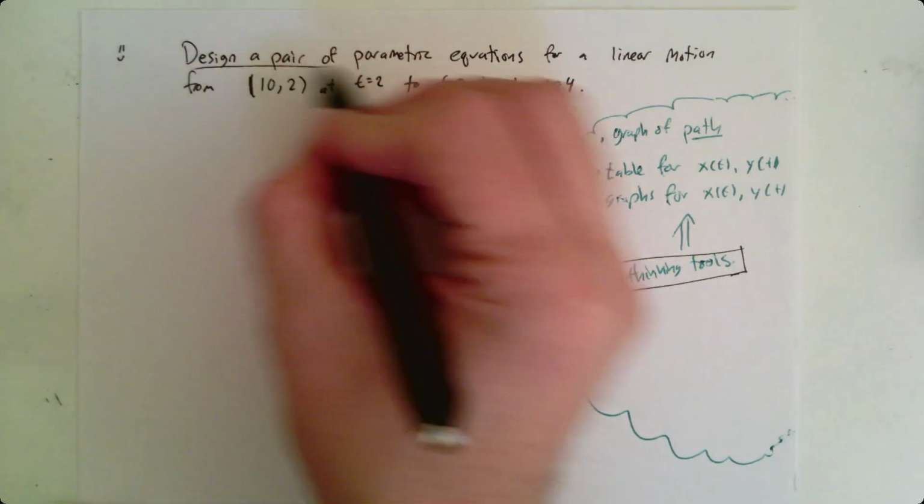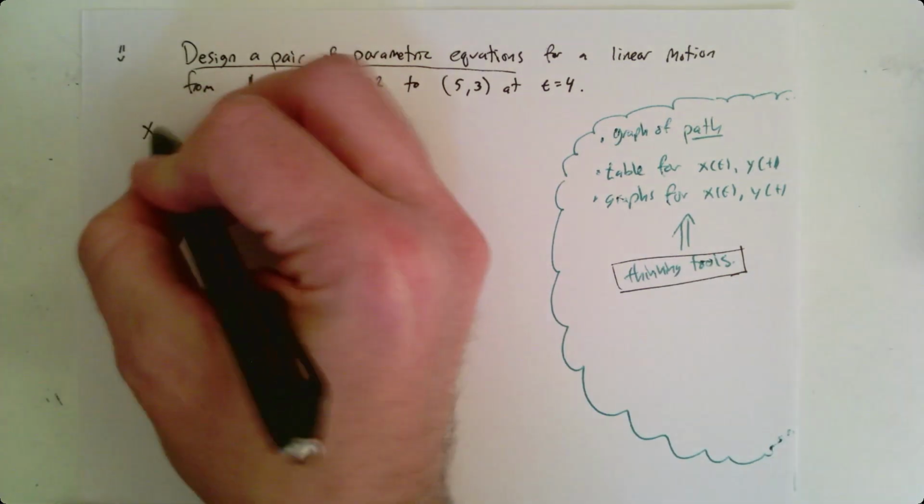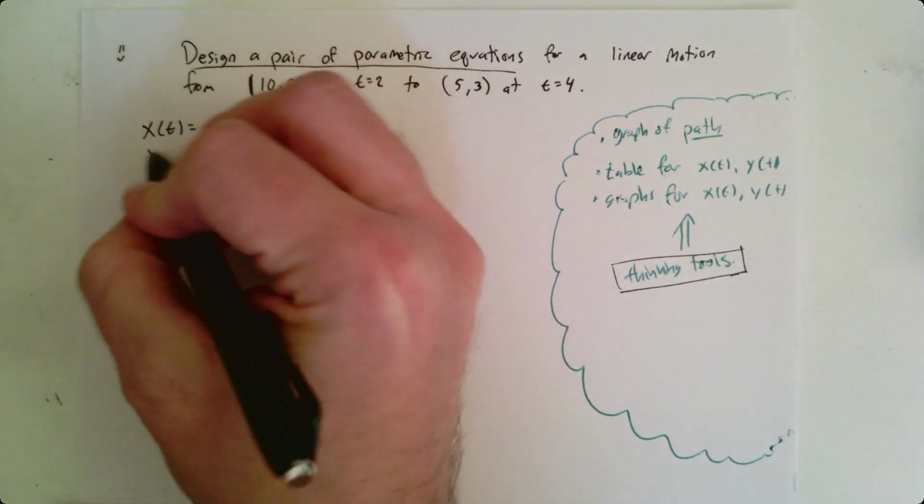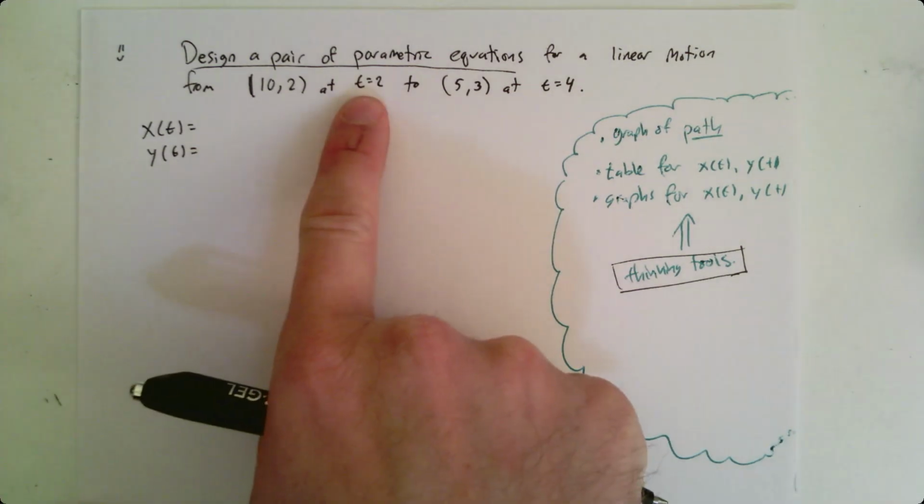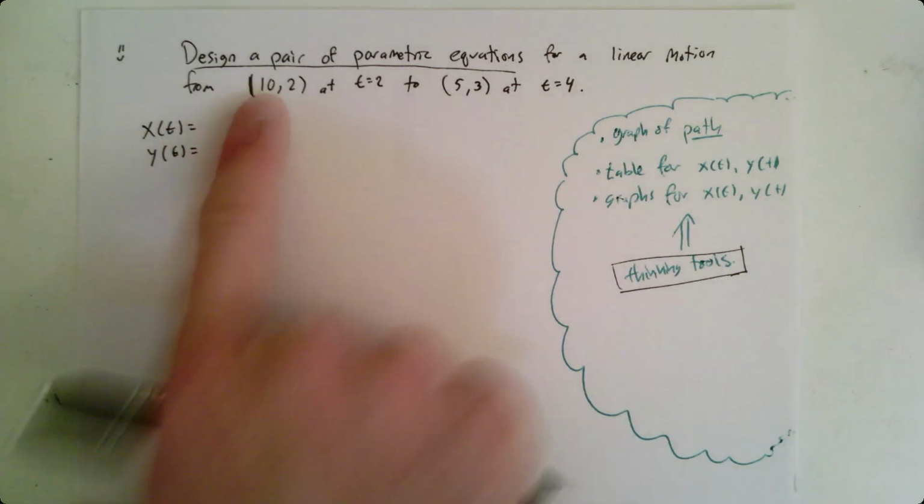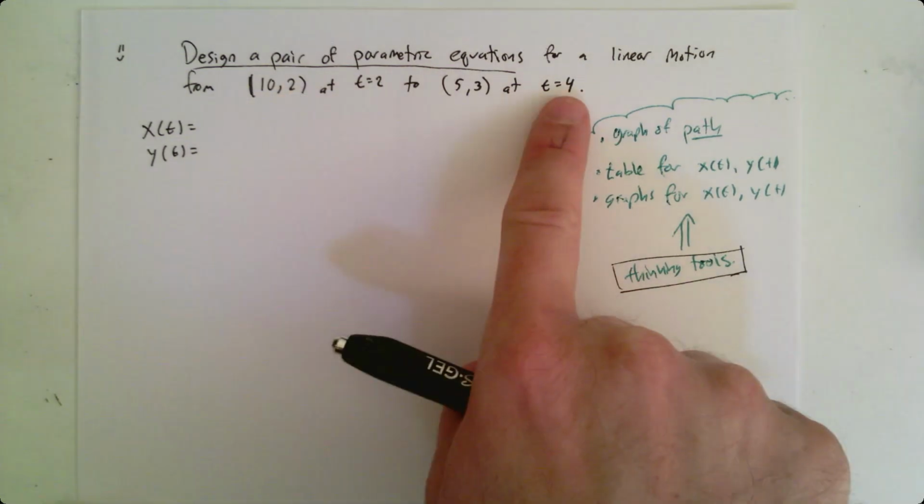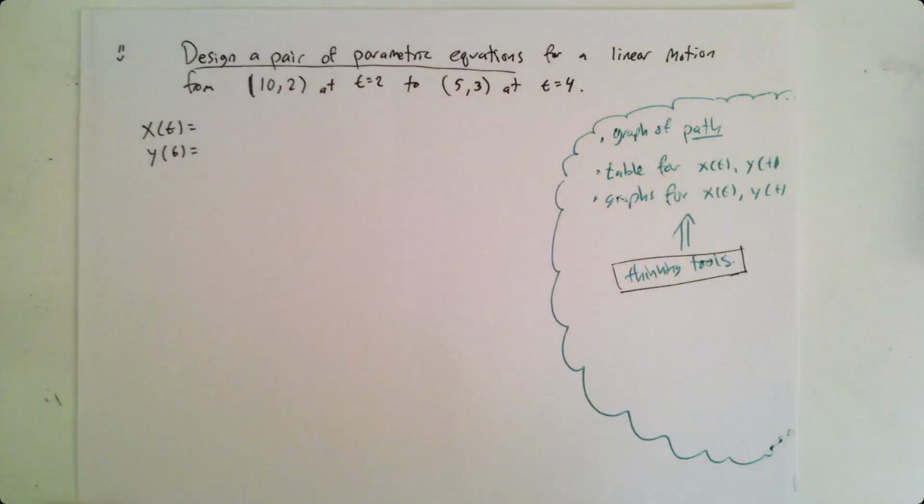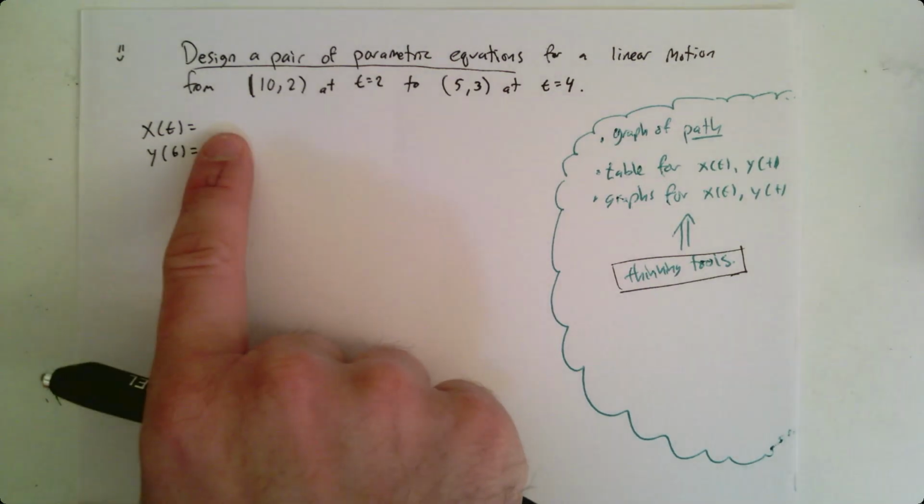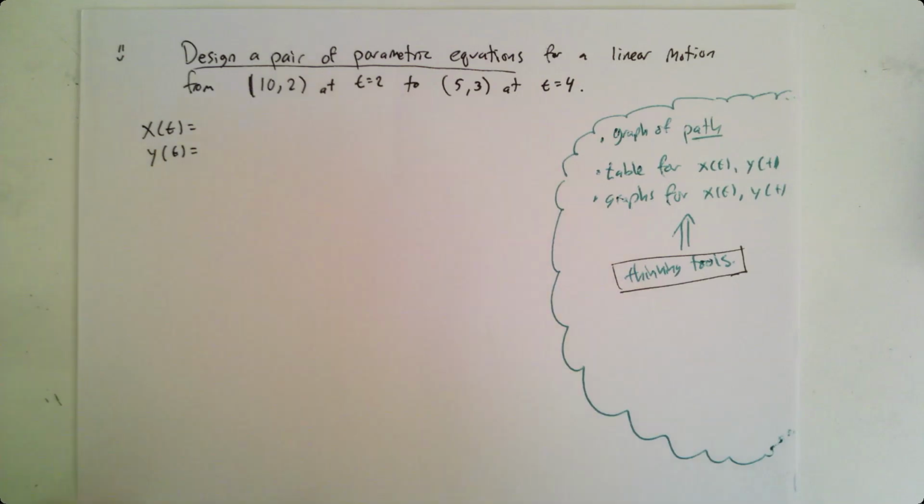So if you think about what that means, we want equations for x of t and y of t, so that when I plug in 2 for time, x will give me 10 and y will give 2. And if I plug in 4 for time, x will give 5 and y will give 3. It might not seem obvious how you can just write the equations down right away. And this is like most math problems. You can't just jump to the answer straight away. You have to use thinking tools.